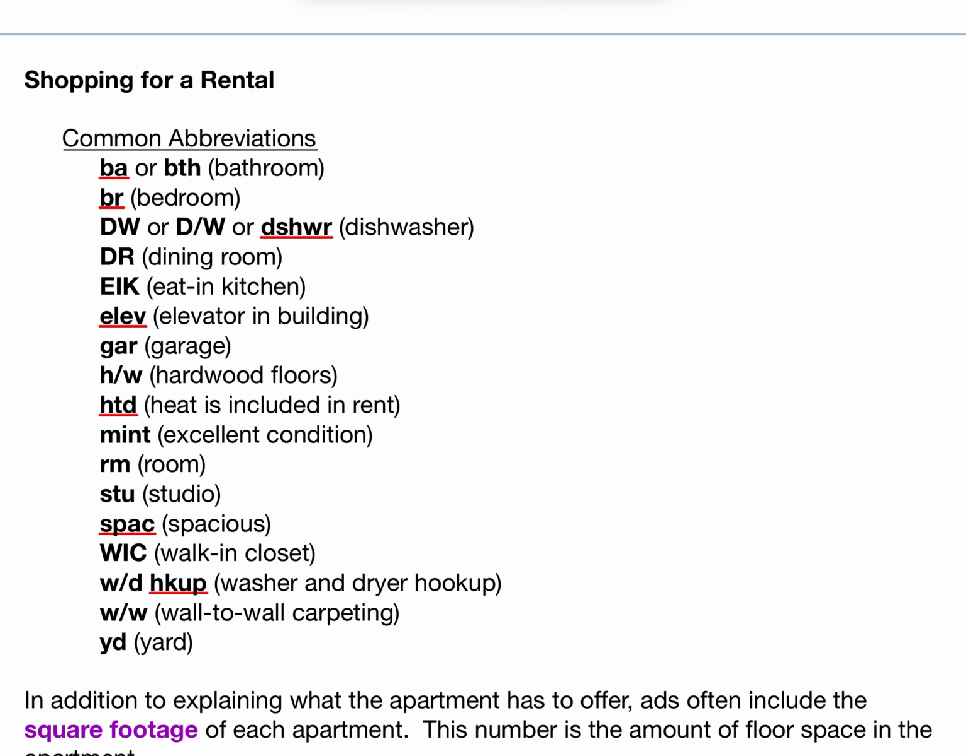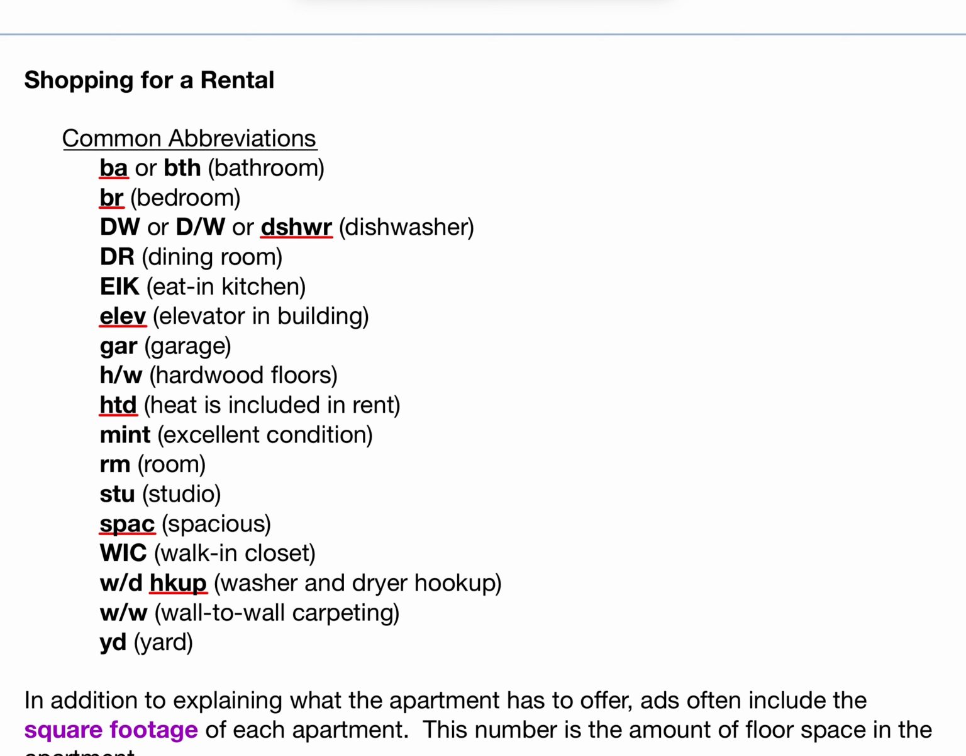So in the past, I don't know if this is as applicable, but when rental units were available and advertised, it was usually in a magazine or newspaper, and they would use abbreviations because the amount of space used to advertise was really important. Okay, so these are some of the abbreviations.